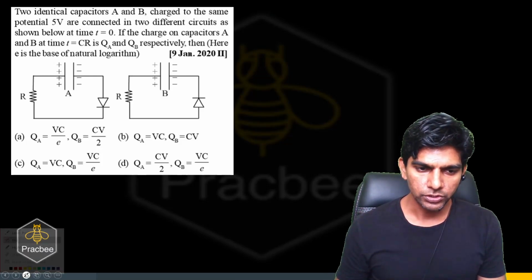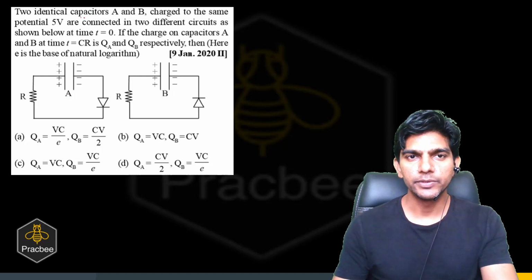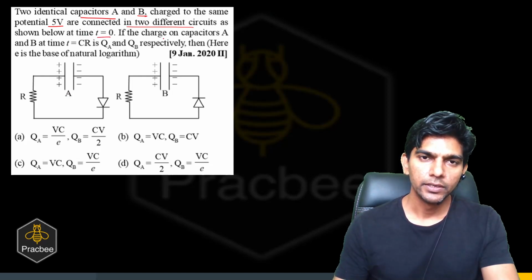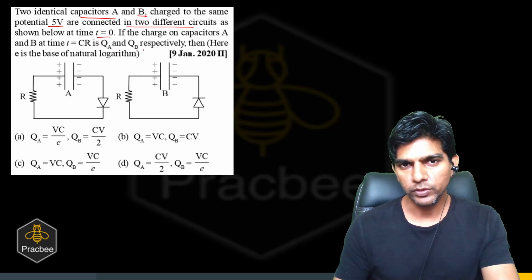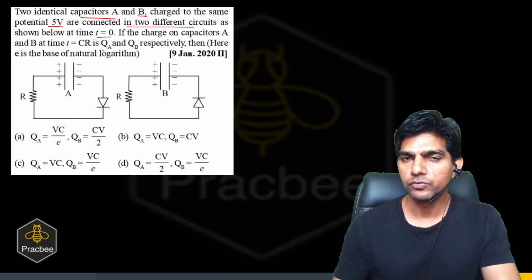Now let us see one more question. In this question, we are given two identical capacitors A and B charged with the same potential of 5 volt, connected in two different circuits as shown below at time t equals 0. If the charge on capacitor A and B at time t equals CR is QA and QB respectively, then we need to find the value of QA and QB at t equals CR.